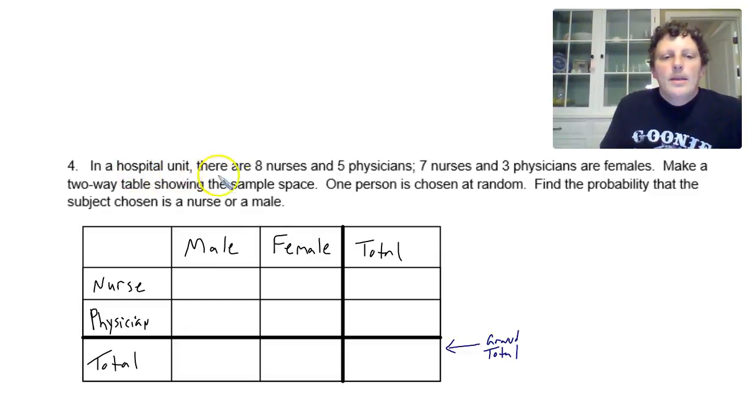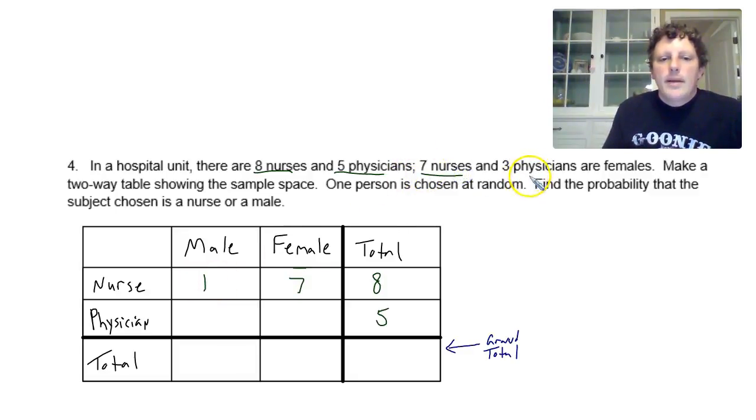In a hospital unit, there are 8 nurses and 5 physicians. So when I got my two-way table, nurses and physicians are on the left here. And I'm going to go all the way to the right because I know that there are a total of 8 nurses and 5 physicians. 7 nurses are female. So of the 8 nurses, 7 are female. That leaves only 1 nurse that is male. If 7 are female, 7 of the 8, that leaves 1 of the 8 to be male.